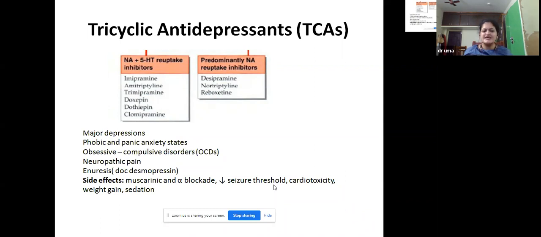The side effects are they produce muscarinic and alpha blockade. They reduce the seizure threshold. They produce cardiotoxicity, weight gain, and sedation.